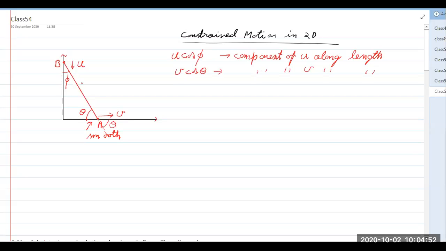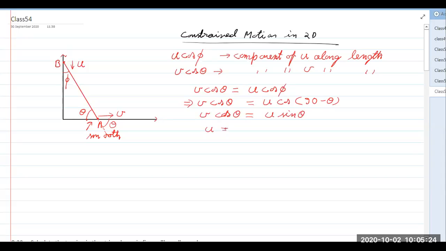Okay, and these two must be equal. Why must these two be equal? Because the length of the whole rod is fixed. So we can write v cos theta must be equal to u cos phi, and phi we can write as 90 minus theta. So v cos theta equals u cos(90 minus theta), which is the same as v cos theta equals u sin theta, or you can write u as v cot theta. Okay, so in this way we can relate these two velocities.